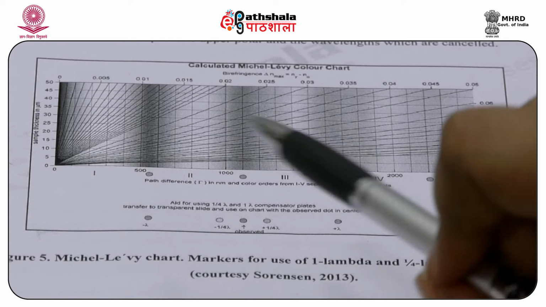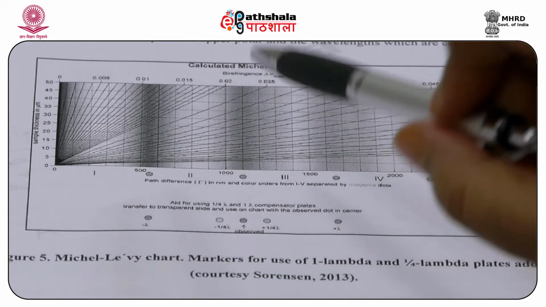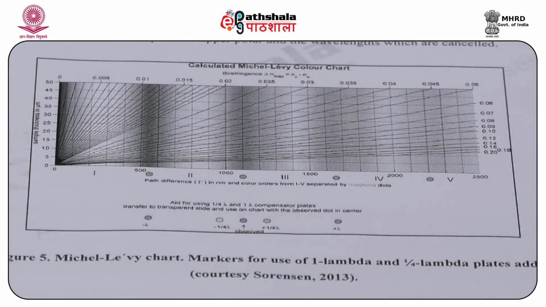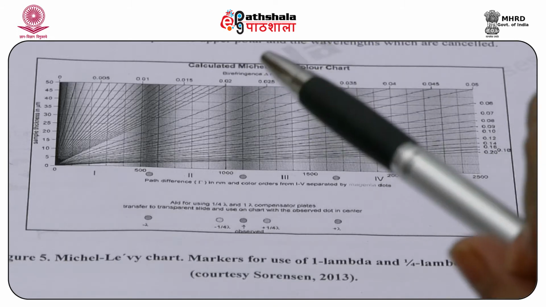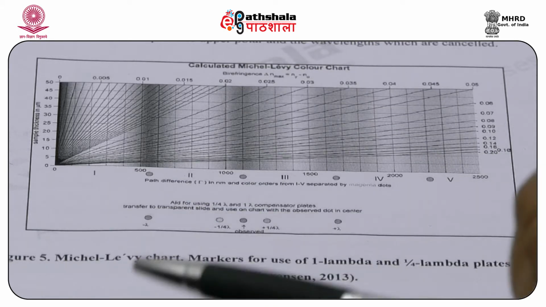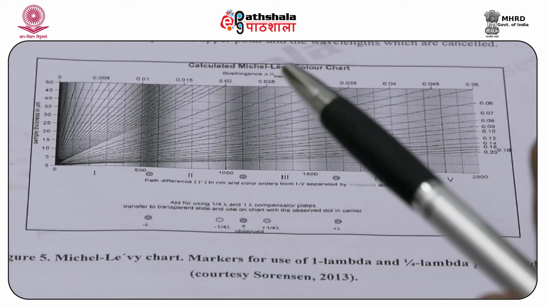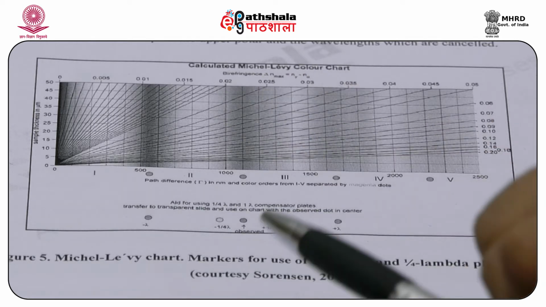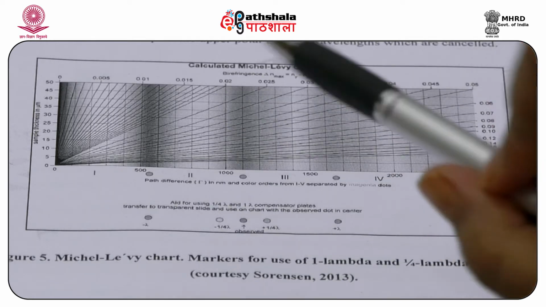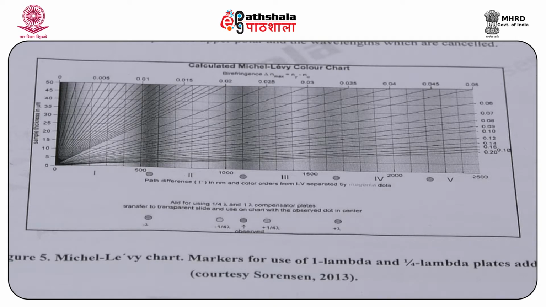The interference color produced, as can be seen in the Michael-Levy chart, is also dependent on the wavelengths of light which pass the upper polar and the wavelengths which are getting cancelled, as we have discussed in the previous diagram. The primary function of the interference color chart is to allow rapid determination of retardation between the slow and the fast rays.